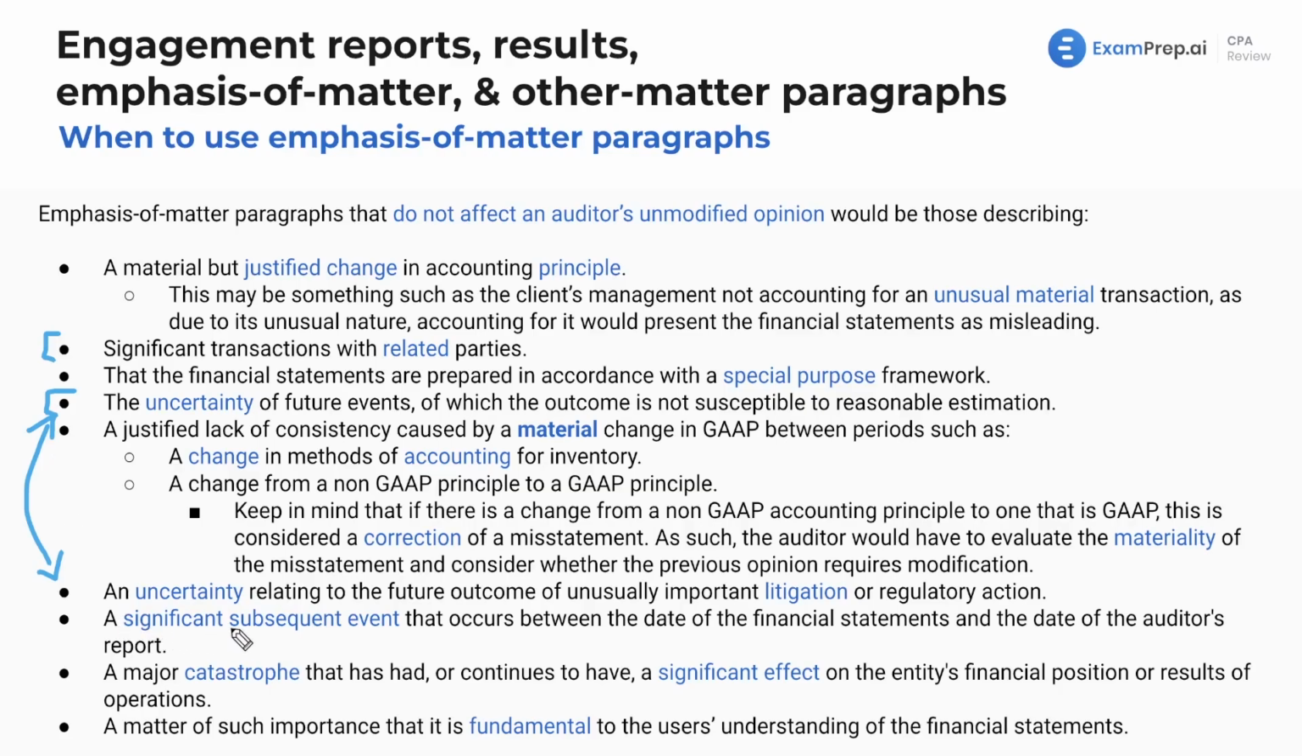We've got a significant subsequent event that occurs between the date of the financial statements and the date of the auditor's report. Again, tying all in, a lot of items we saw within management's responsibility. Some of these also have their own lessons. A major catastrophe that has had or continues to have a significant effect on the entity's financial position or results of operations, balance sheet or income statement. And lastly, a matter of such importance that is fundamental to the users. So it's really just a catch-all we see here. Really anything that you determine to be of such importance, we want to highlight it even more.